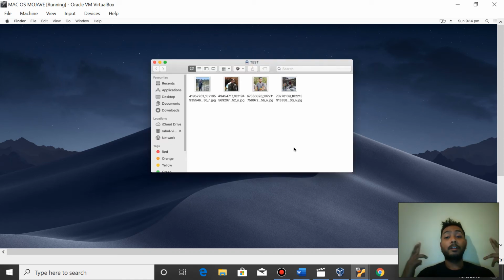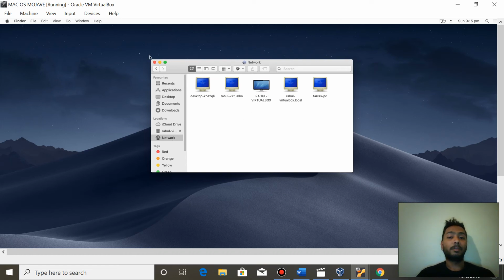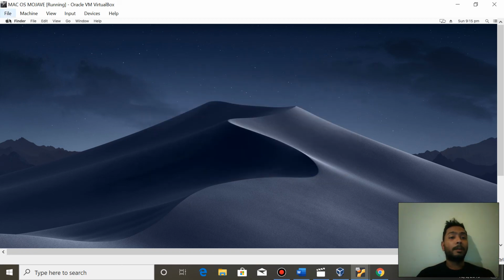Fingers crossed, and look, the pictures are right here, and you can even see that it shows up in network. These are all the other network PCs you can find, and I hope I could do this all right.